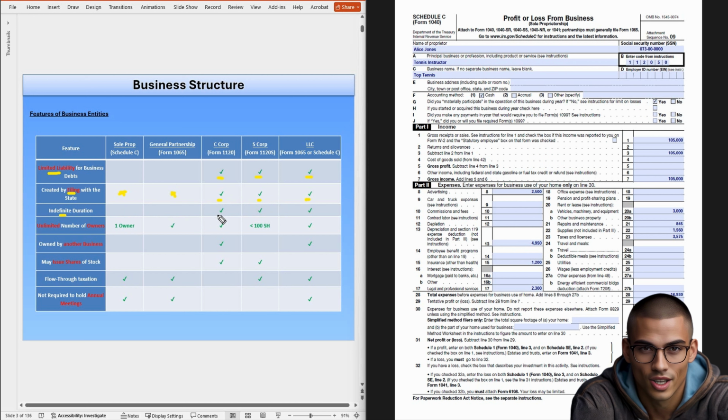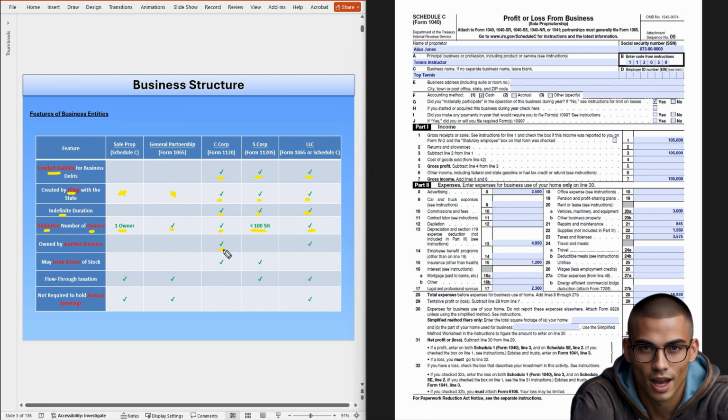Can have an indefinite duration. Again, because these three filed with the state, they get this indefinite duration, which doesn't apply to the general partnership or the sole proprietorship. Can have an unlimited number of owners. Again, for a sole proprietorship, we have one owner. You're only allowed to be one owner. Under a general partnership, you can have an unlimited number. Under a C Corp, you can have an unlimited number. Under an S Corp, you have to have less than 100 shareholders in order to qualify as an S Corp. And under an LLC, you can have an unlimited number of shareholders.